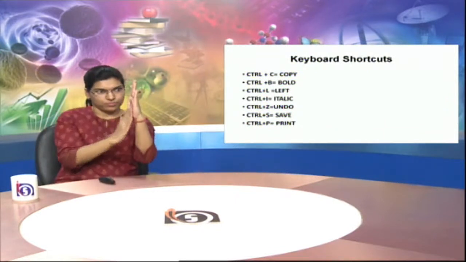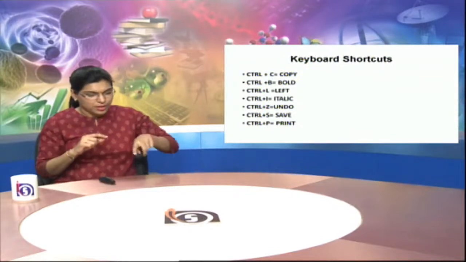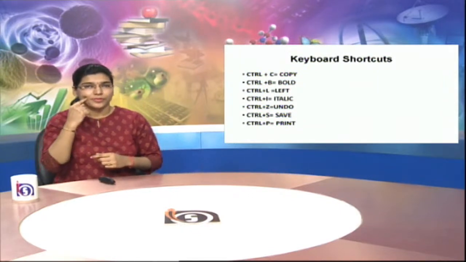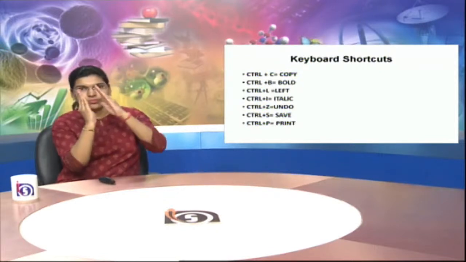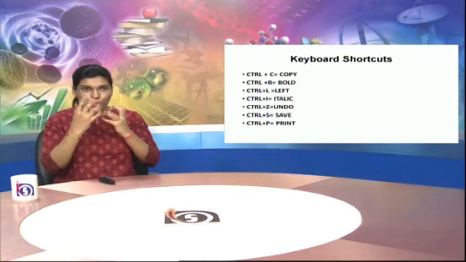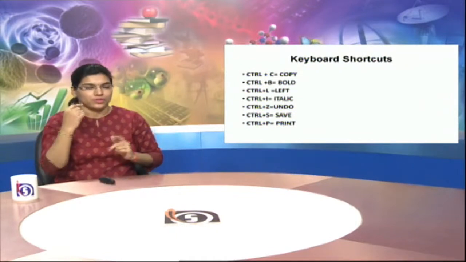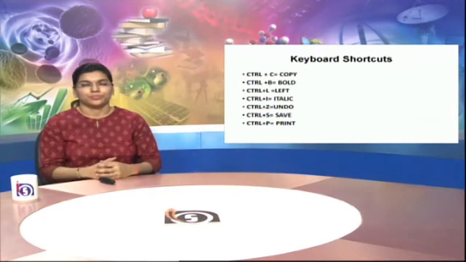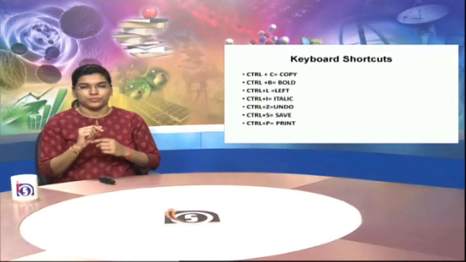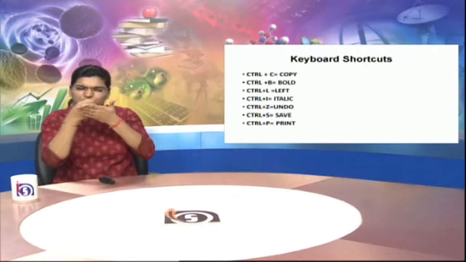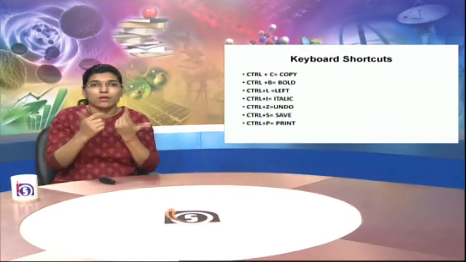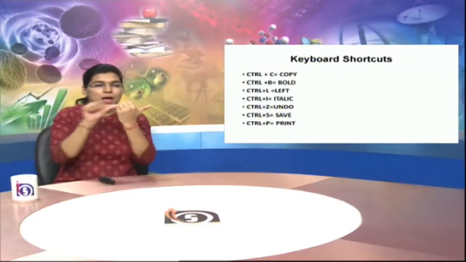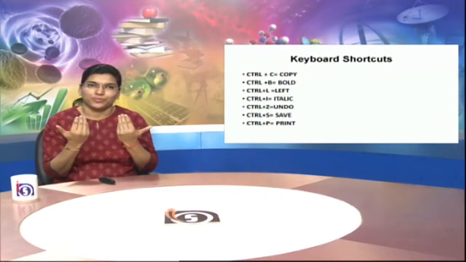And in case you want to make your text on the left side, then you press two buttons together, that is Control plus L. And in case you want to make that text into italic, that is little tilted words, then you press Control plus I. And after that, in case you wrote something and you want to undo that activity, then the shortcut key we use is Control plus Z.